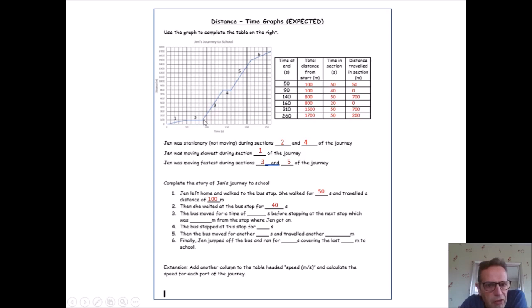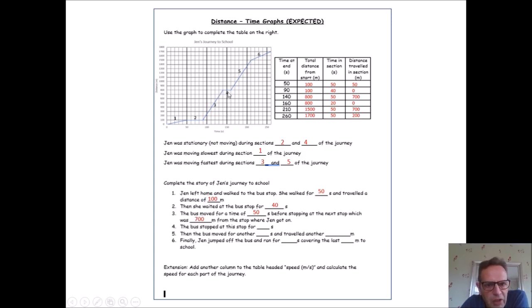How long did it go for? It's from there to there, so this is 90 seconds to 140 seconds, so 50 seconds. Okay, it then stopped again. It's a different stop. Okay, we are 800 metres from home, but we're already 100 metres from the first stop, so 700 metres from where she got on.